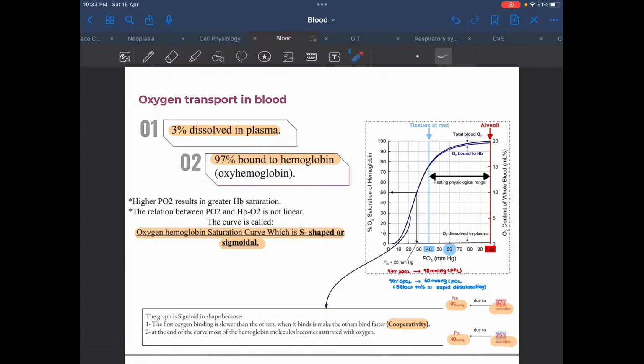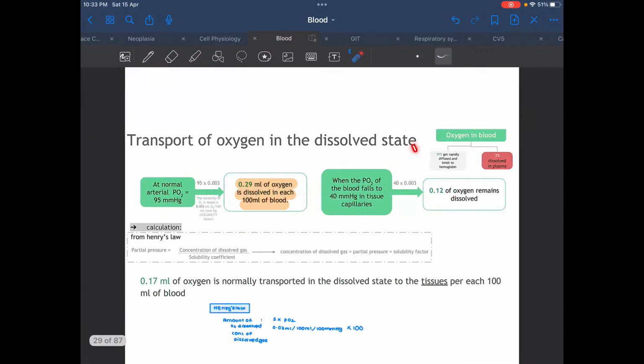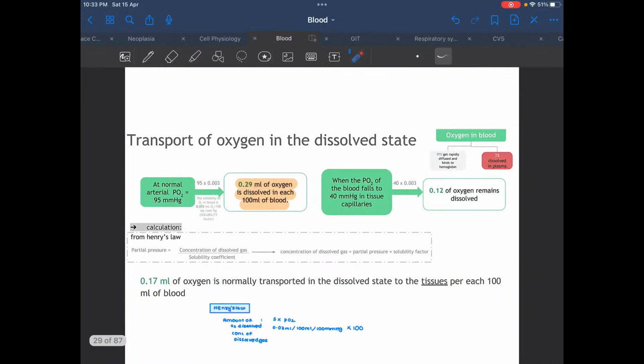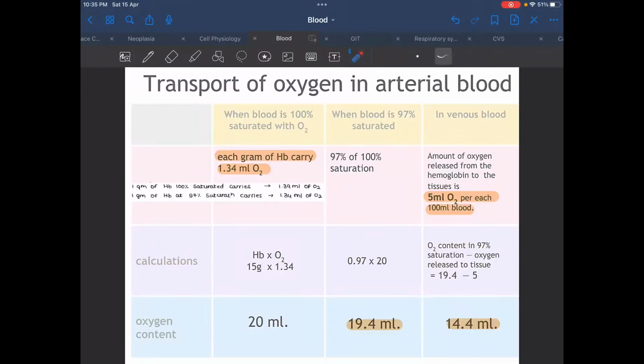So when we talk about oxygen transport in the blood, just remember that if we take hemoglobin at 15 grams per deciliter as the mean, then 1 gram per deciliter of your hemoglobin is going to carry about 1.34 ml of oxygen. Okay, 1.34 ml. And how did we arrive at this 1.34? You might ask. It is due to Henry's law. So you can read all of this.